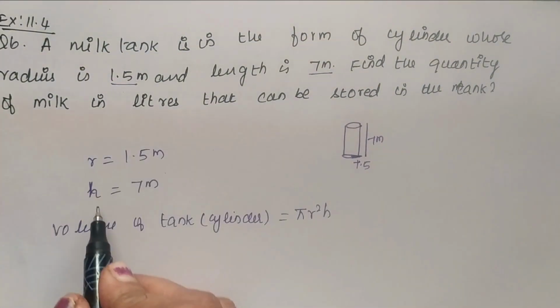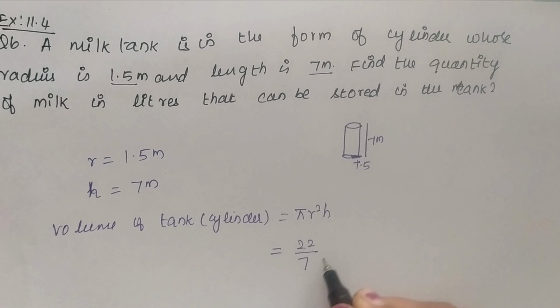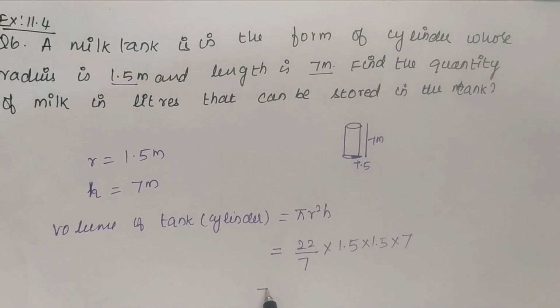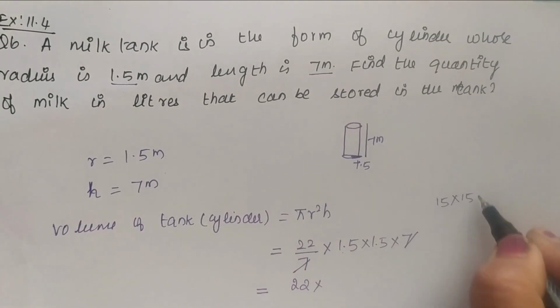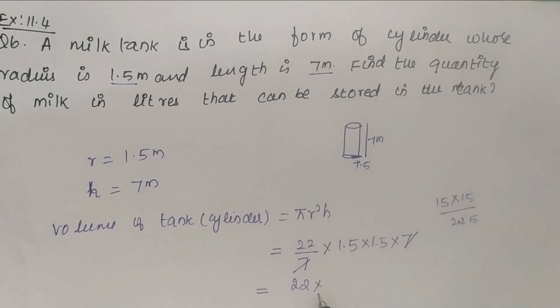Now radius and height are given. Volume of tank is pi r square into h. Pi is 22/7, radius is 1.5 into 1.5, height is 7. You can cut 7 and 7. 22 into 1.5 into 1.5: 15 into 15 is 225, 2 decimal points, so 2.25.